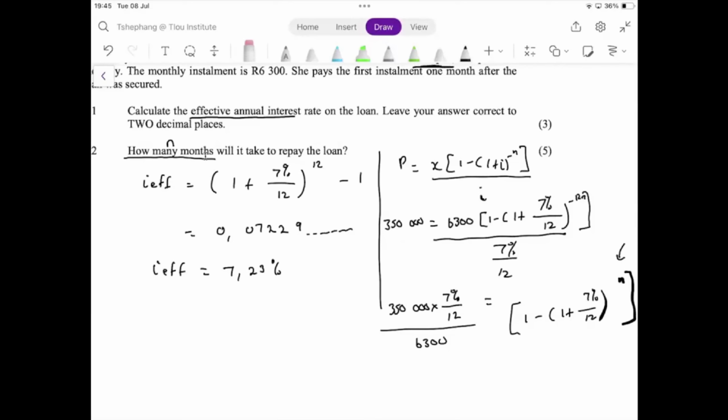So I just need to get rid of this. And if you used it that way, I apologize. You can just use negative n because the question is asking for months, not years. Okay.